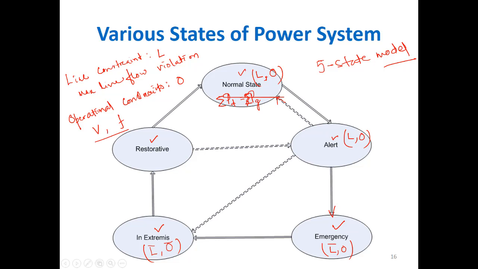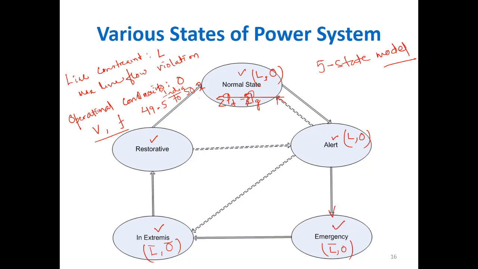Because voltage has a certain range, within that range the voltage should be maintained and it should not be violated, and also the frequency of the system has a certain range. In case of India, the frequency range is 49.5 to 50.2, something like that. This is the range in India. So there should not be any violation of voltage and frequency. That is the operational constraint.